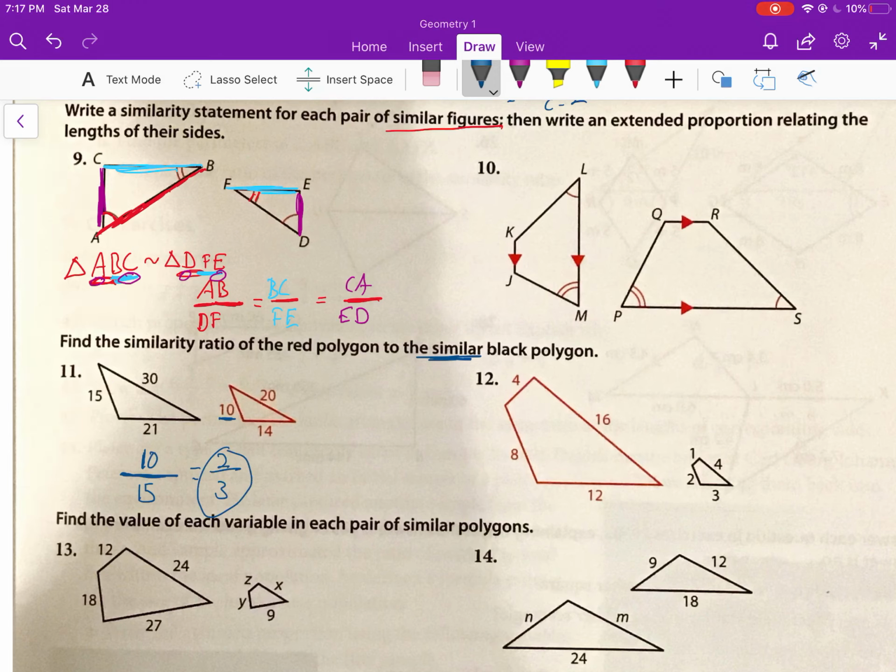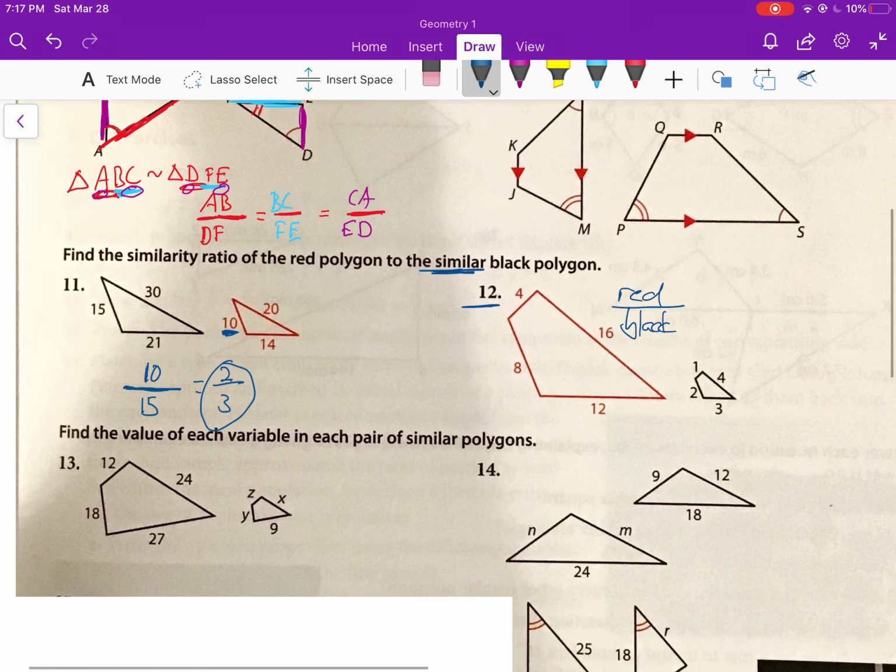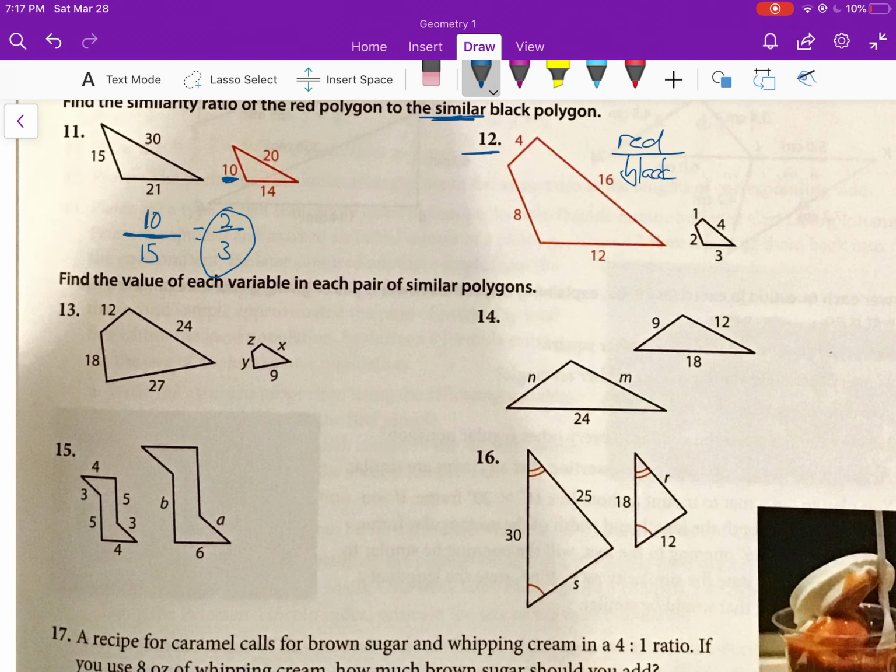And so the ratio of red to black, we started with red on top, and black goes on the bottom. You'll want to do the same thing with 12. You'll start with red over black. Make sure you pick corresponding parts. Next, our next group: find the value of each variable. All right, well, in number 13, we'll look at this one. It says in each pair of similar polygons.